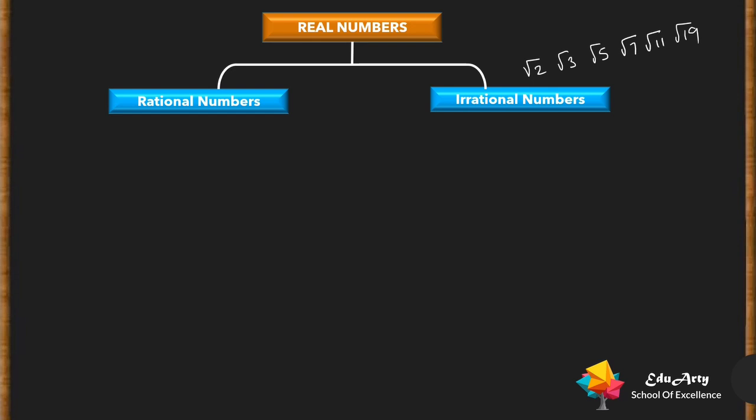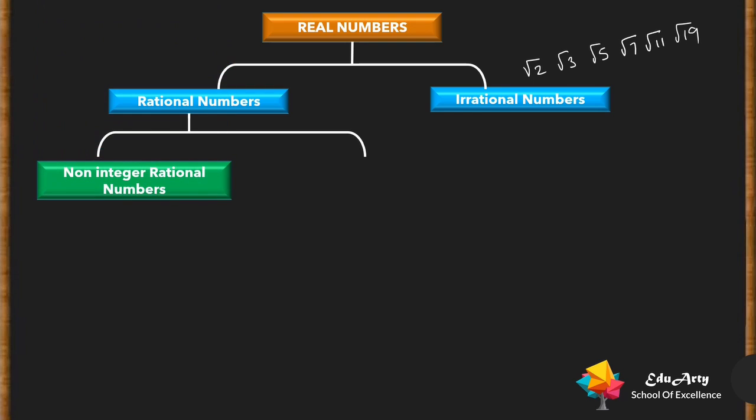Rational numbers are all the remaining numbers, but there is something more typical about rational numbers. What are rational numbers? Let's see. Rational numbers can be divided into two parts: non-integer rational numbers, which we are not learning about in this lesson, and integer rational numbers. Integer rational numbers we represent by Z. Remember, integer rational numbers are represented by Z, correct?